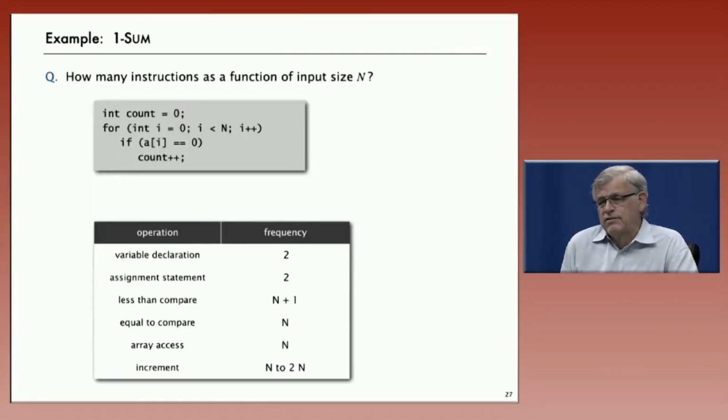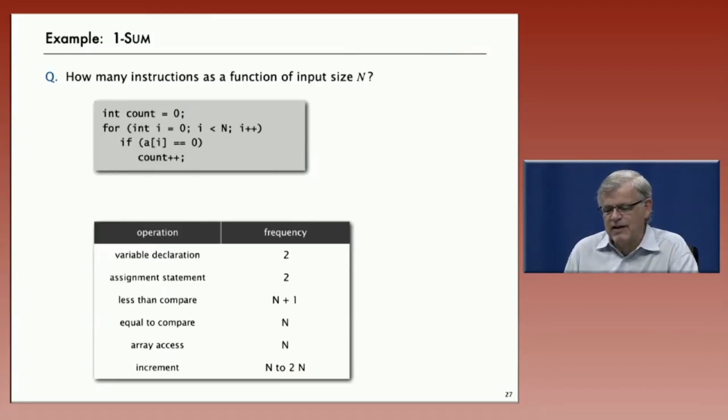All right, so that's the cost of each operation. More interesting is the frequency of execution of the operations. So this is a very simple variant of the three-sum problem. That's the one-sum problem: how many numbers are actually equal to 0, how many single numbers add up to 0. So that one is just one for loop, and we go through and we test if the number is 0 and increment our count.